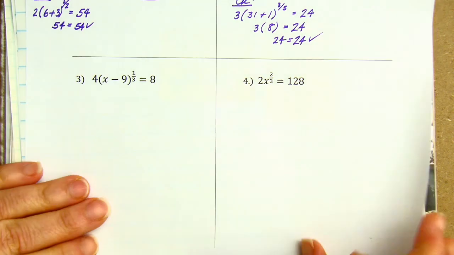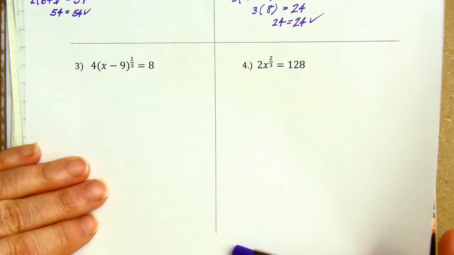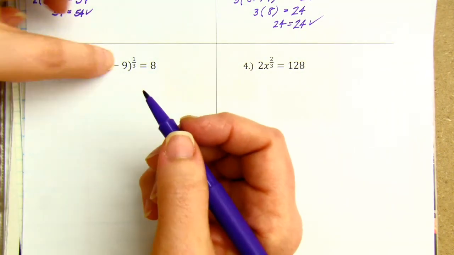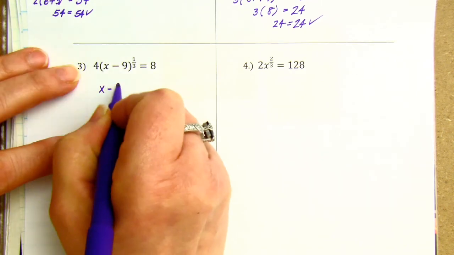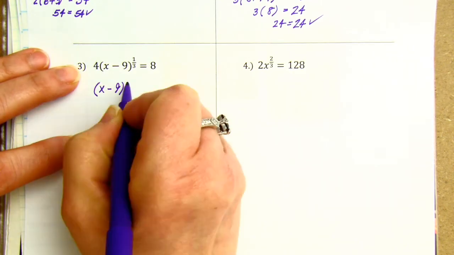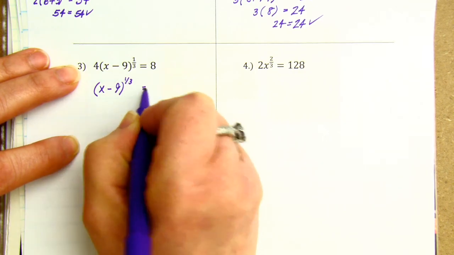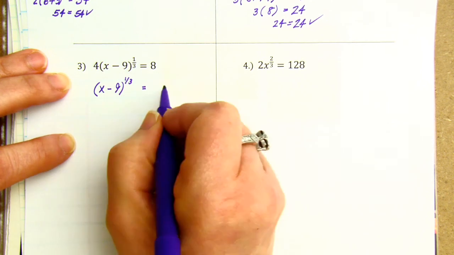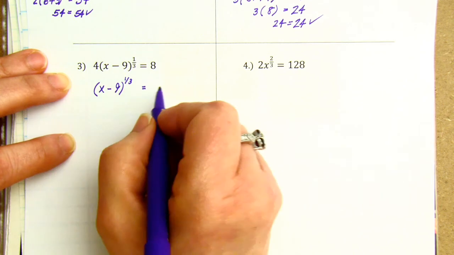Again, the only thing being raised to the 1/3 power here is the x minus 9. So I have to get rid of the 4. The 4 is attached by multiplication. The inverse of multiplication is division. So I've got (x − 9)^(1/3) equals, remember I'm dividing, so the 8 becomes a 2 when I divide by 4.